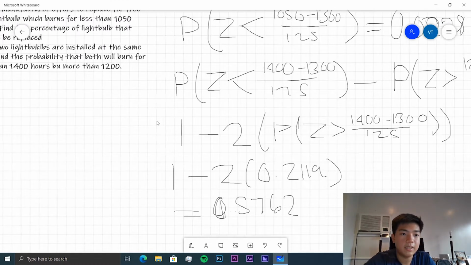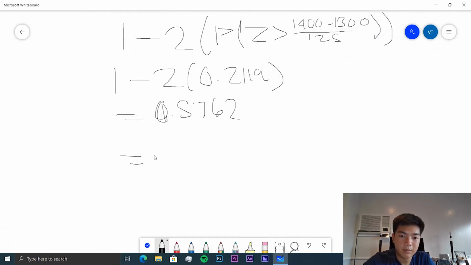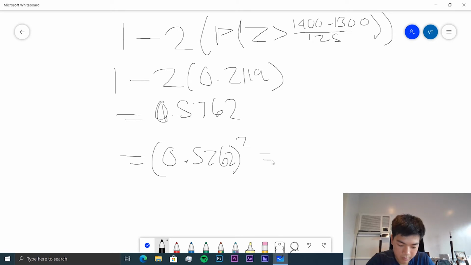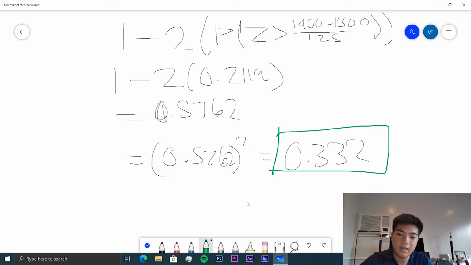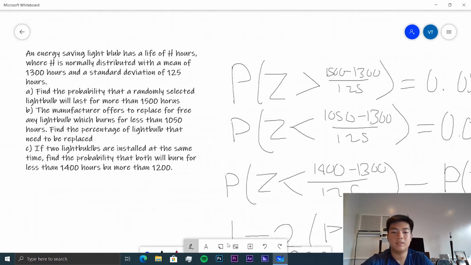And so since we need to get the probability that both light bulbs will burn for that long, we have to square this answer, which is equal to 0.332. So that's around a 33.2% chance that both will be between those 2 hours. Okay, nice.